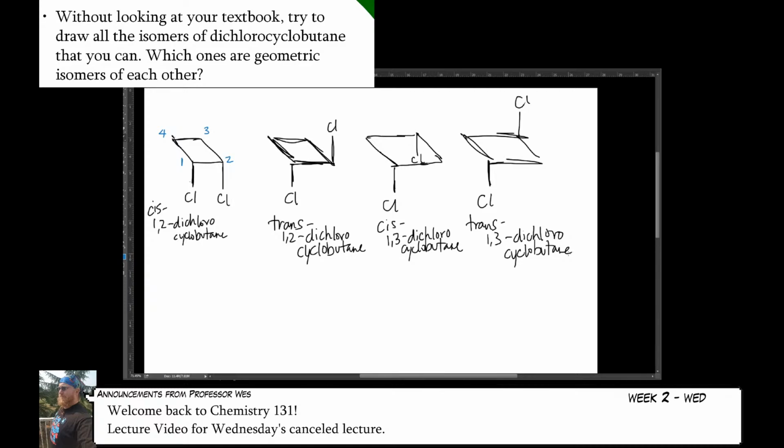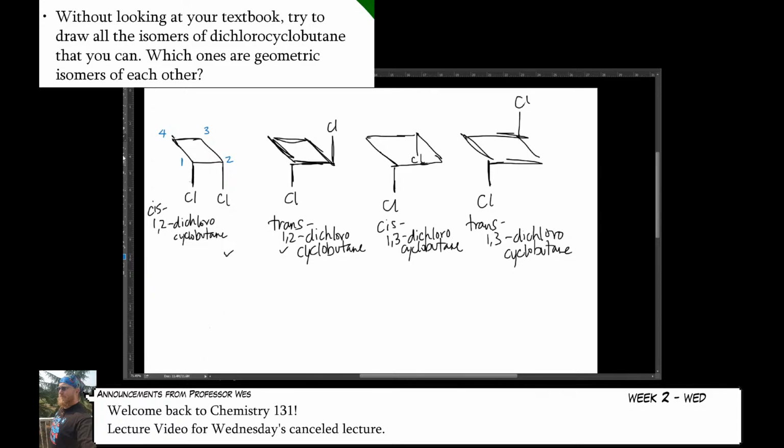And then I could do this. What if I did this? Is this 1,4? Well, in reality, if we numbered it like that, that's not the lowest possible numbering scheme, right? So I can't do a 1,4. If I did 1,4, it's actually 1,2. And we've already got both the 1,2s. So that's it for going around on different carbons.